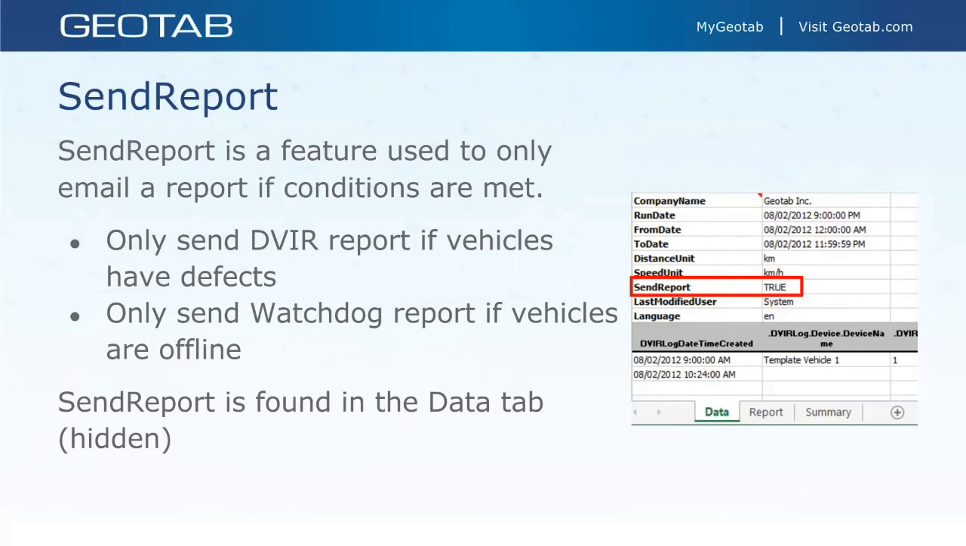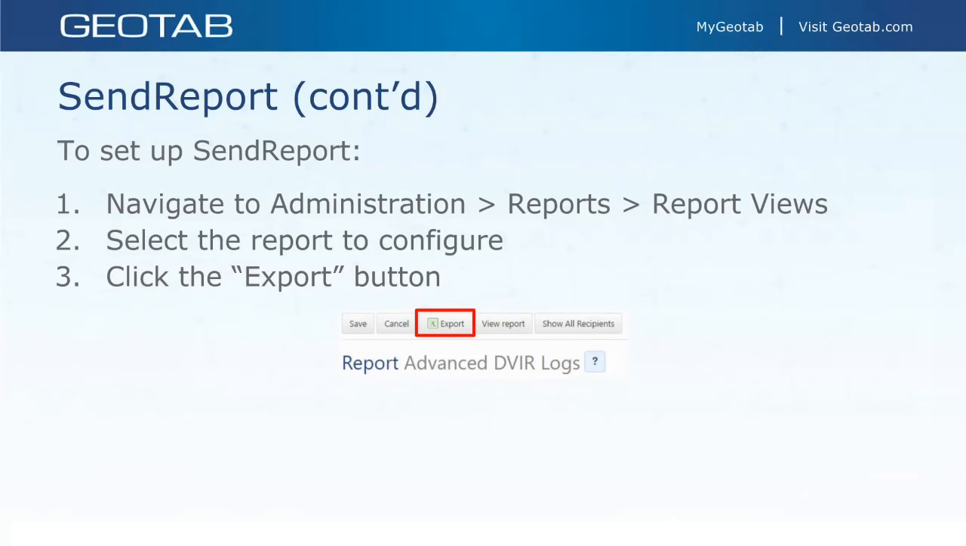Another application is the watchdog report. I only want to get the watchdog report emailed to me if I have vehicles that are offline, and these are things that you can configure within Excel. The send report feature is found within the data tab, which is hidden, and I'll walk you through how to set that up. But to set up send report, basically start with the report that you want to receive, and under your report views list, select your report and click the export button right up there at the top.